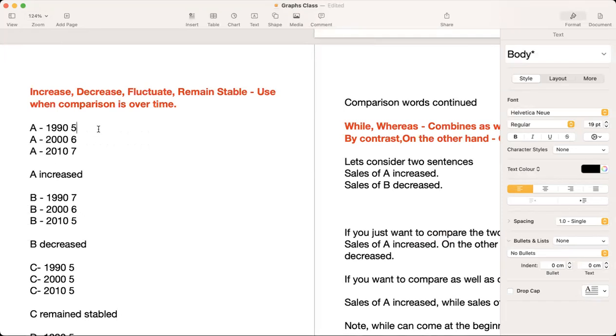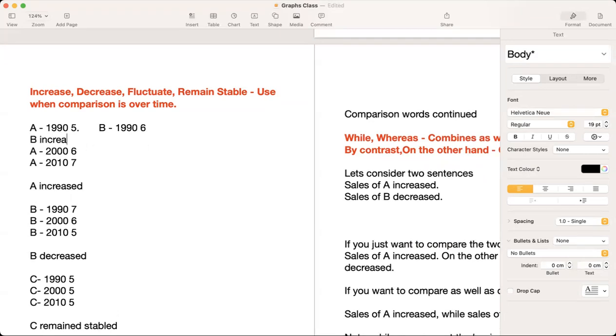So what happens normally when I take classes? Students use increase at the wrong place. For example, in the same year, 1990, B scored 6. They'll write B increased. It should be clear that B did not increase. Neither A increased, neither B increased. A is less than B. We are going to use less here, not the word increase or decrease. We use increase and decrease when the same thing is given. For example, A, and we are comparing over multiple years.